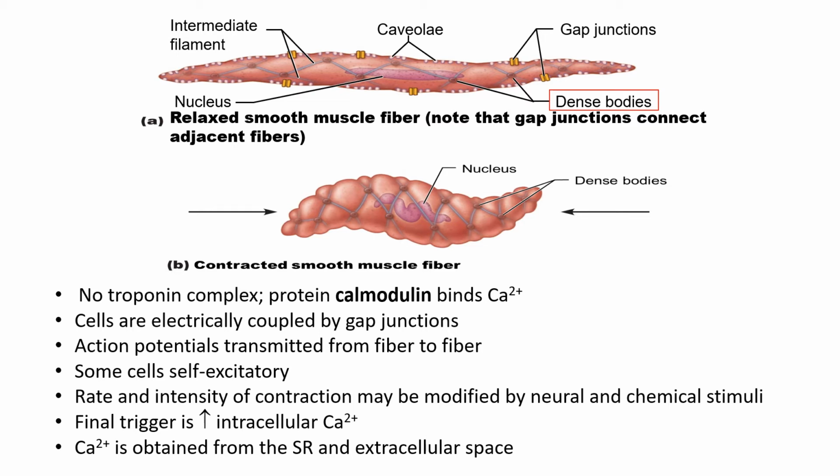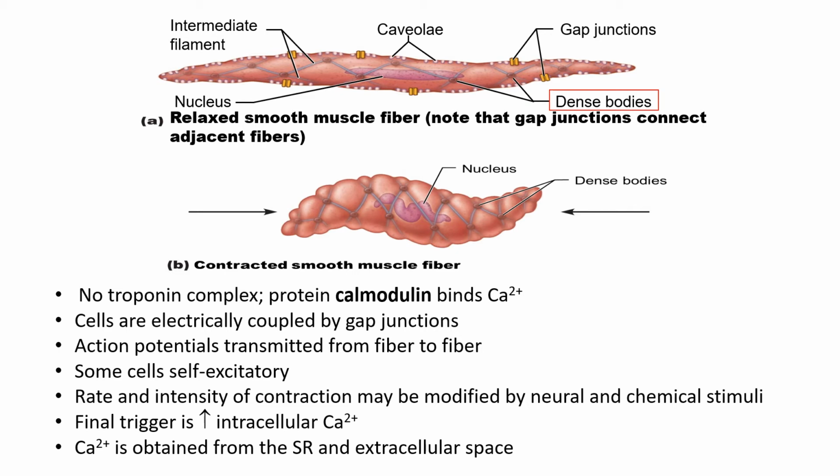The cells are electrically coupled by gap junctions, which allows ion passage from cell to cell to help synchronize their electrical activity and results in slow synchronized contractions. Action potentials are transmitted from fiber to fiber. Some cells are self-excitatory, meaning that they can depolarize without external stimuli, and they act as a pacemaker for these sheets of muscle.